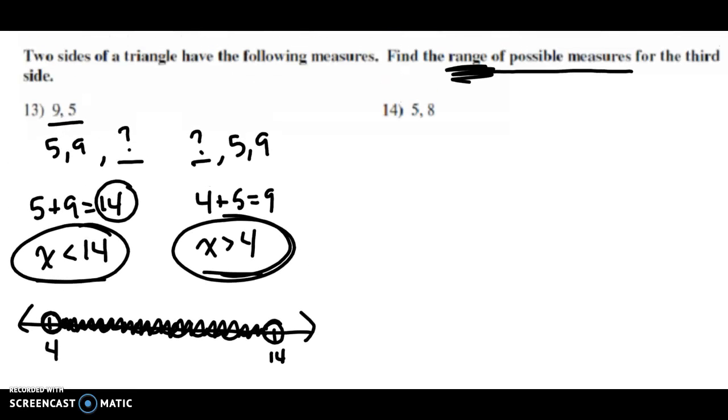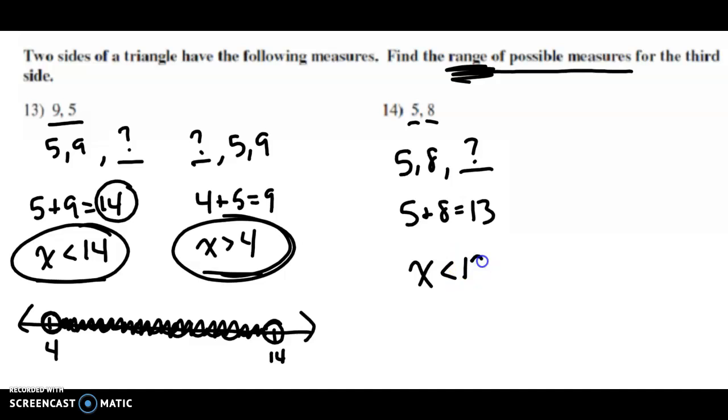All right, now let's try one more time on this one. So we have 5 and 8. It's already in order, right? First we're going to say if 5 and 8 were the smallest sides and we're missing the largest side, 5 plus 8 equals 13, which means the missing side has to be less than 13 because the two smaller sides have to add to more than the largest side.